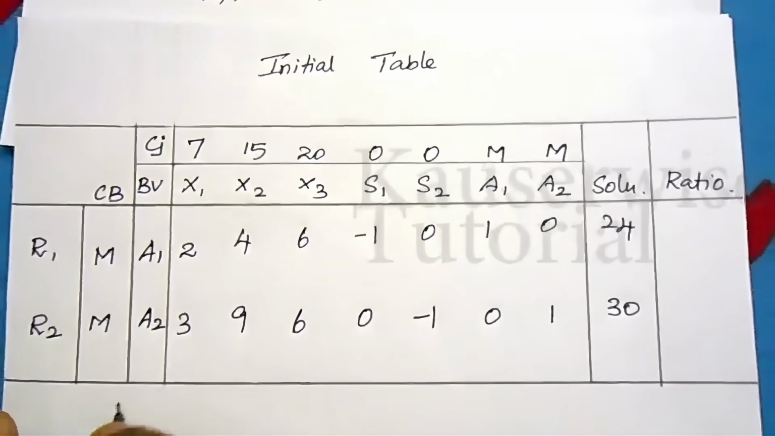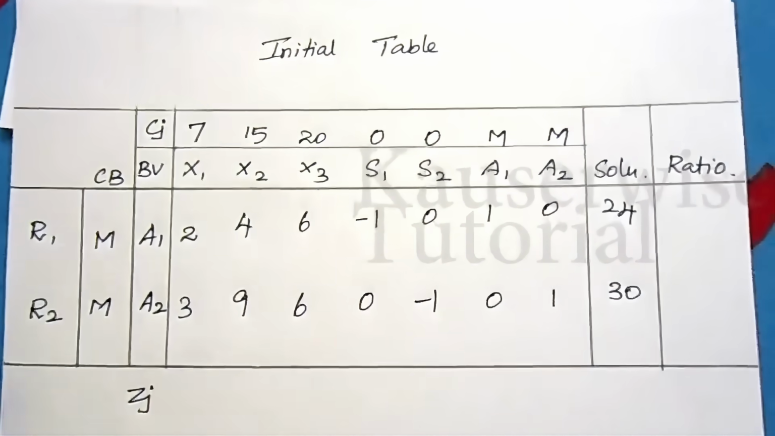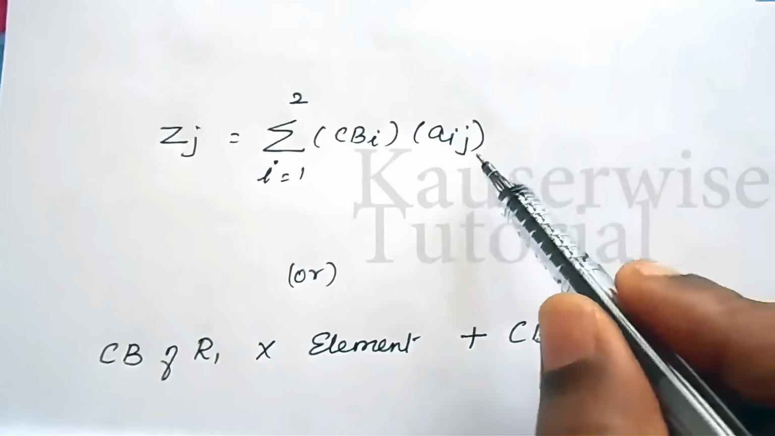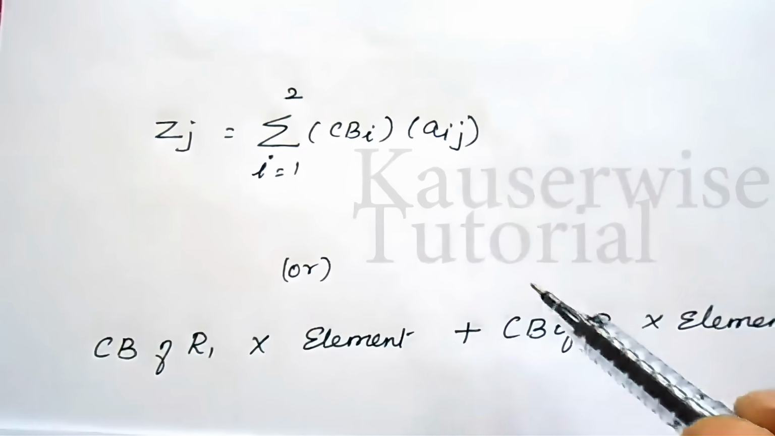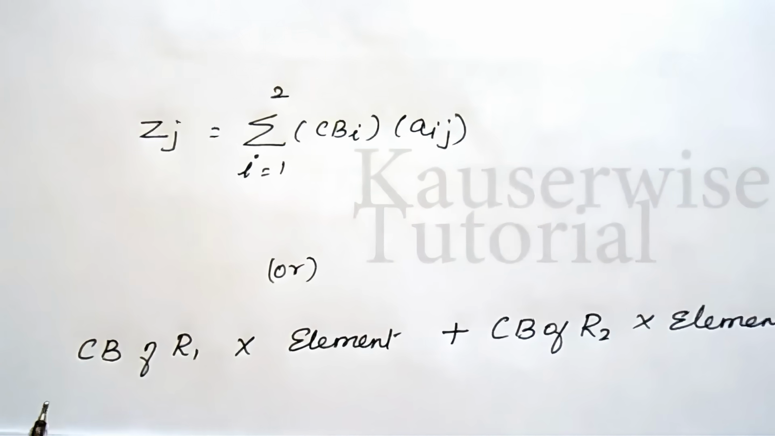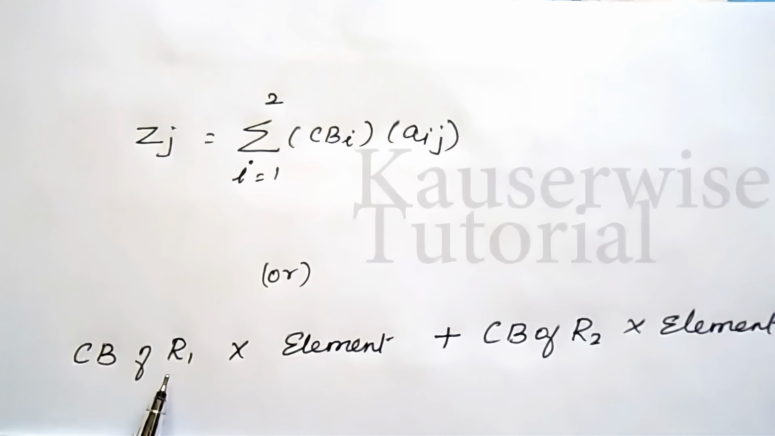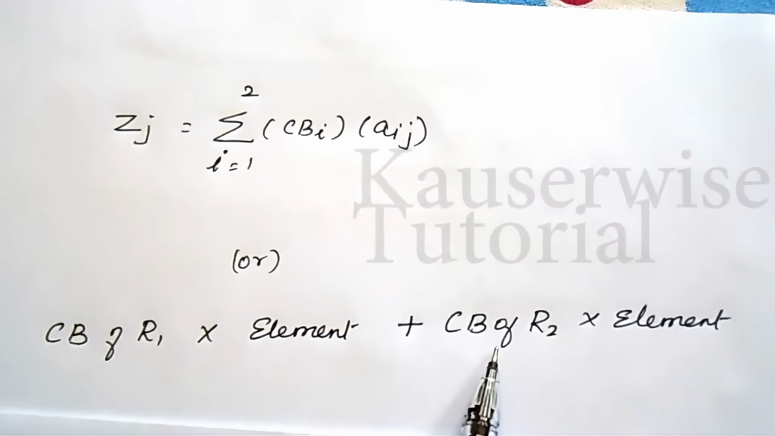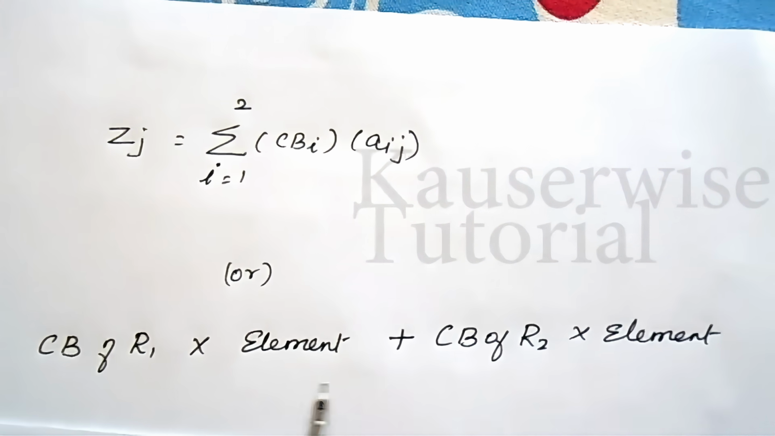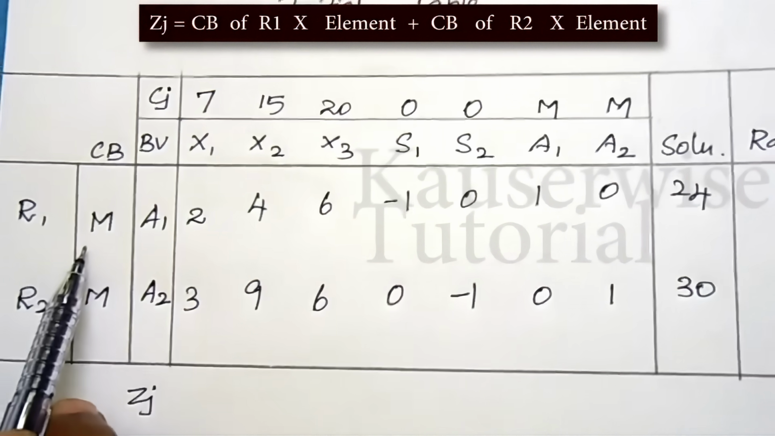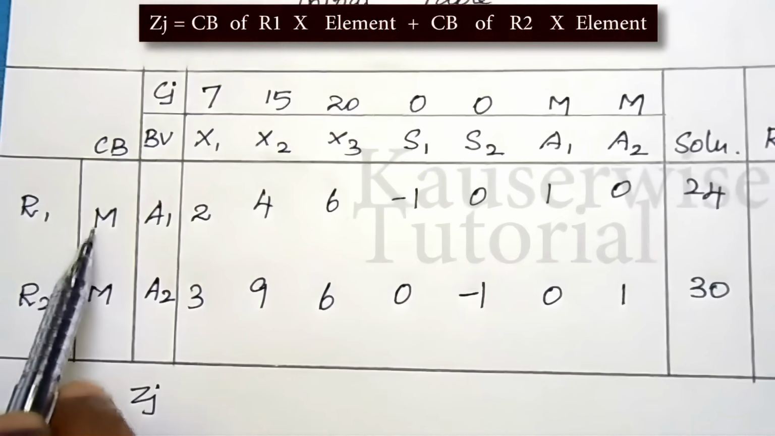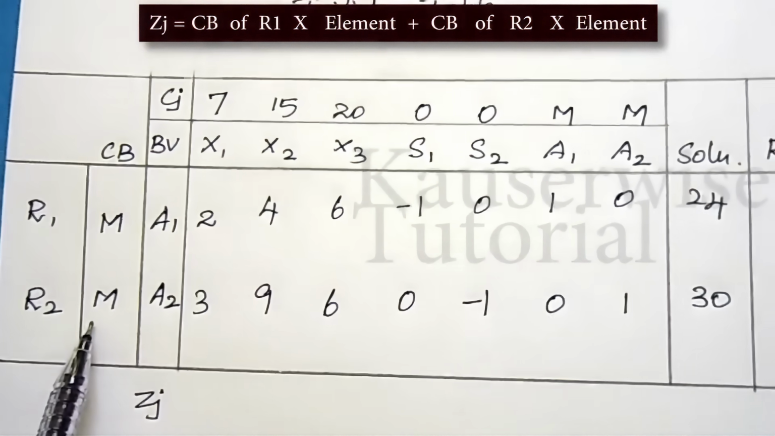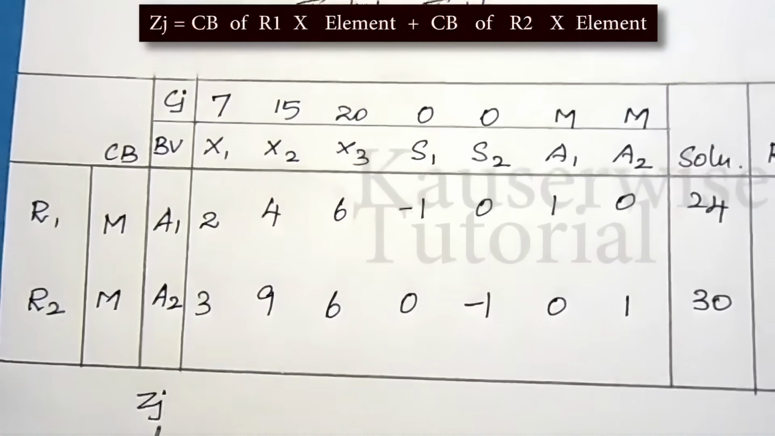The next step is we need to find Zj. This is the formula to find Zj, but instead of using this formula, let me explain the simple method. First we take the coefficient of the basic variable of r1 into the first element, plus the coefficient of the basic variable of r2 into the first element. Then you will be getting Zj.